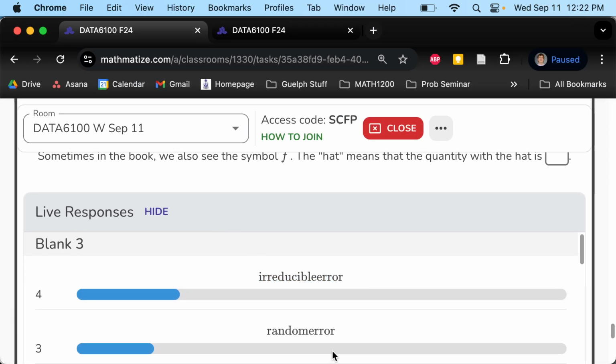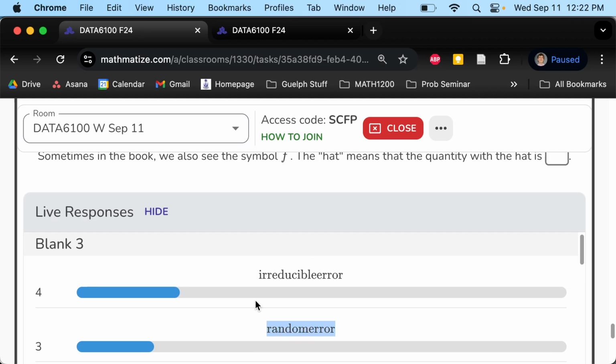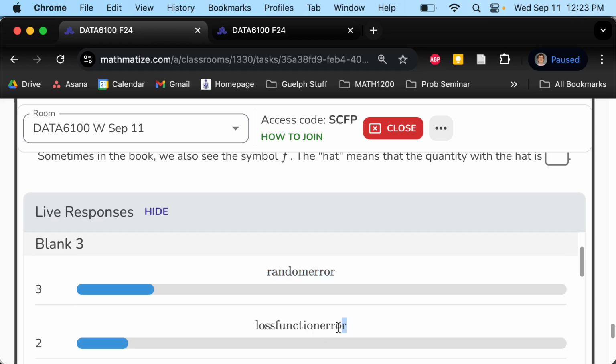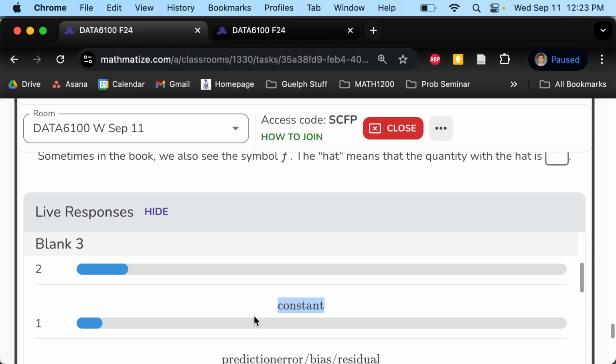Irreducible error, random error. I think, again, there's all sorts of types of error that we'll see in the next few classes. A lot of them are random. So random error does not fully specify which type of error it is. Loss function error, I don't think captures it either. We're going to have loss functions and things later. I think that's misleading. It is not a constant, right? It changes. For some people, epsilon is positive. You get a better grade than you should have gotten. For some people, it's negative. You studied a lot, but you accidentally studied the wrong problem. So it's not a constant. It can be big or small.